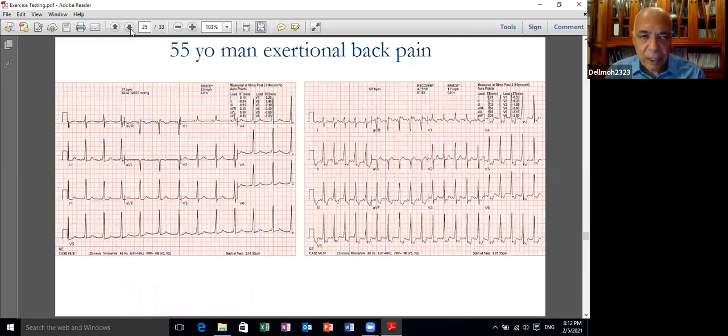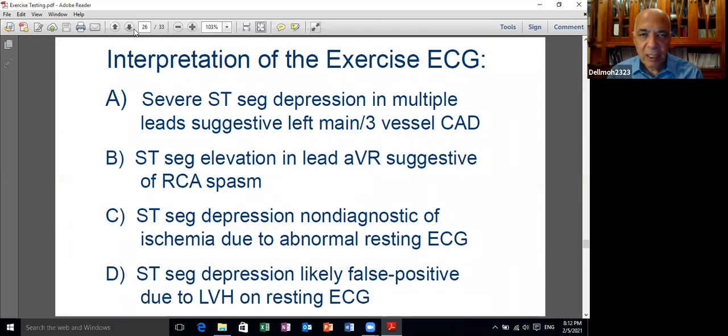So next question is, a 55-year-old man is having exertional back pain. The resting ECG is on the left, the exercise ECG on the right. Have a good look on both ECGs, and then I will give you the question. Now the question is, and I will go back to show you the ECG again.